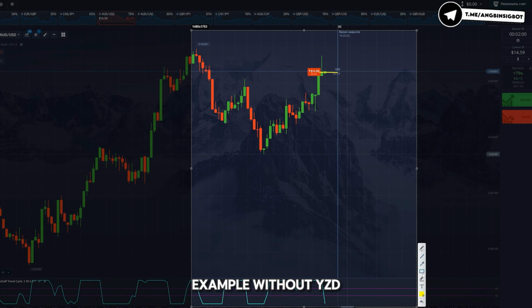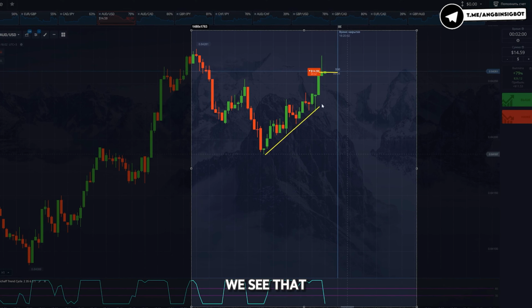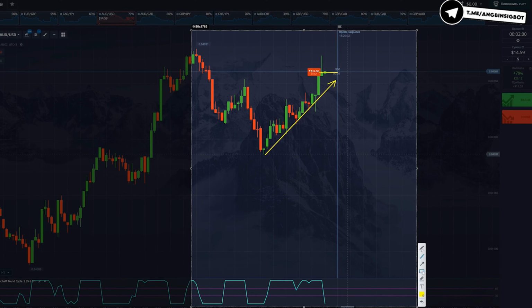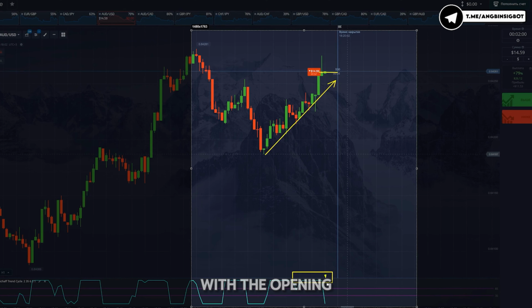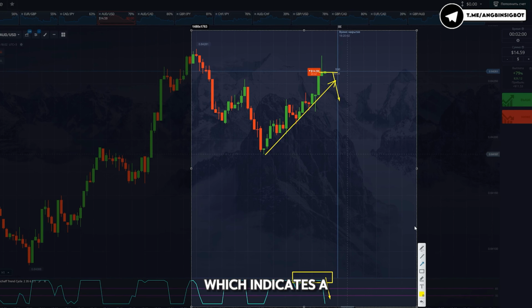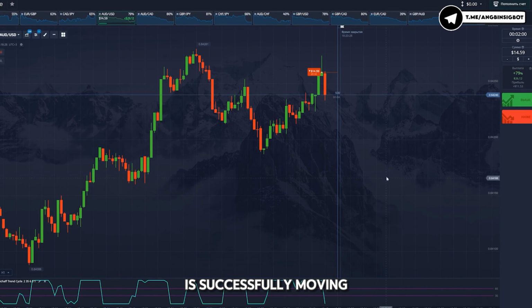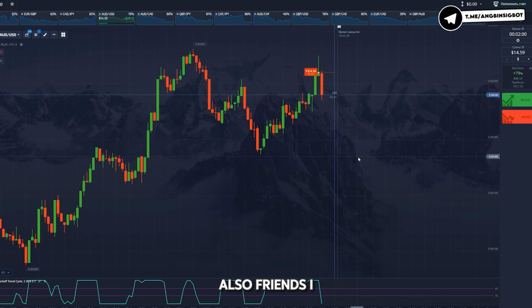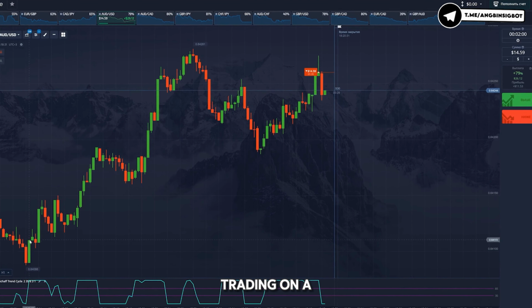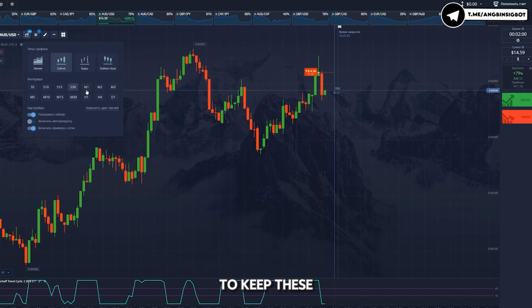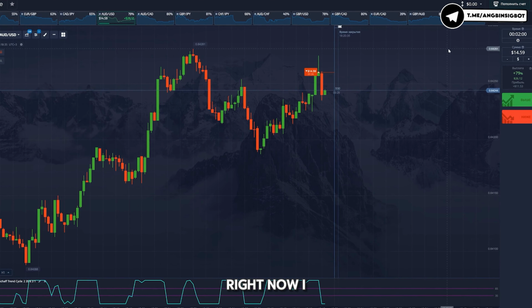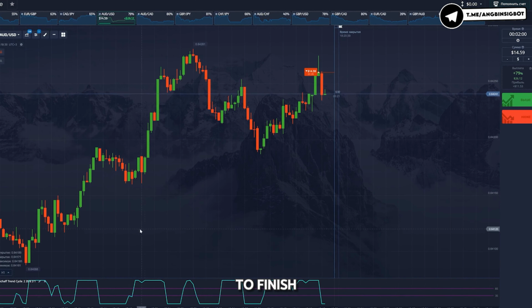Let's analyze this example. Without YZD, we see that our potential movement is directed upwards, meaning the price has been going up for a long time, which is evident on the chart. In both the basement indicator and, as you may have noticed with the opening of a new candle, we have a sharp drop on the indicator, which indicates a trend reversal and the price is successfully moving in our direction. Also friends, I want to remind you that we are trading on a 30-second chart, so be sure to keep these values. Right now, I have exactly $14.59 in the trade, and let's wait for the expiration to finish.